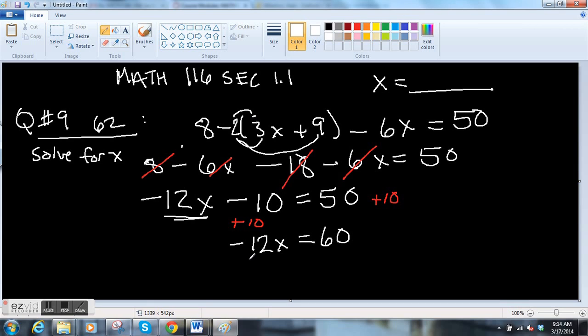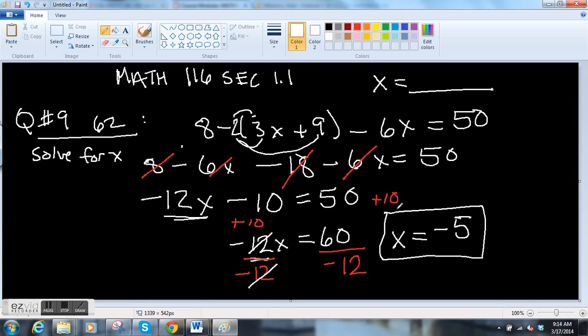And now we're getting close, we just have this minus 12 to deal with. Well, the way to deal with that is divide everything by negative 12. And what you do to one side, you have to do to the other side. That maintains the equality. So now we have x equals, see how the negative 12s cancel? And we have 60 divided by negative 12 is negative 5. Ta-da!